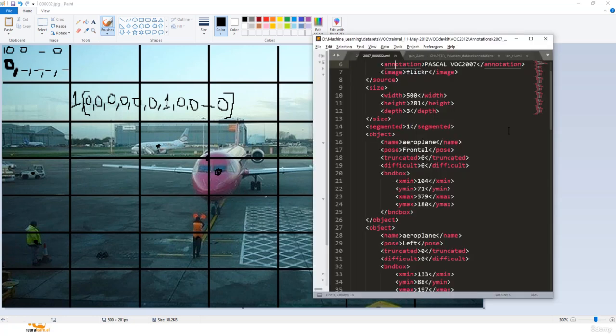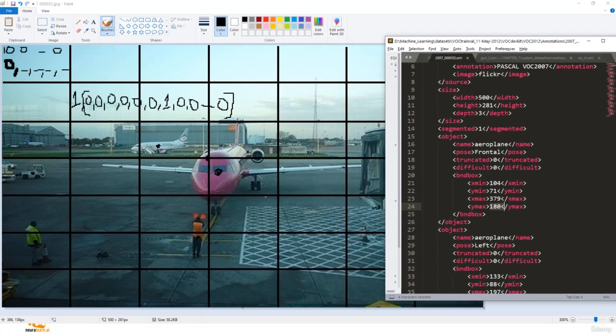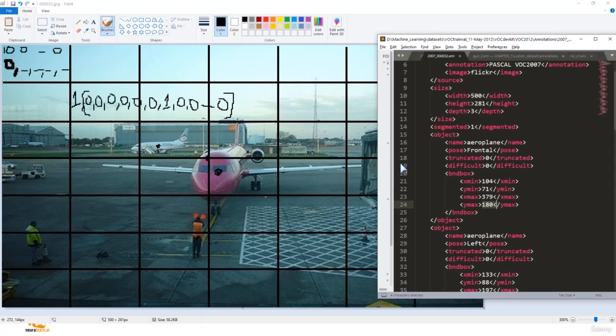Now that said, looking at the data, that's the Pascal VOC data set right here, where we had 104, 71, 379, 180. We've seen this already, we understood this. This is the X min, Y min position, for example, and then this is the X max, Y max position, which we could read from this. So that's it. Now YOLO doesn't actually take the X min and Y min. It actually works with the X center and Y center.